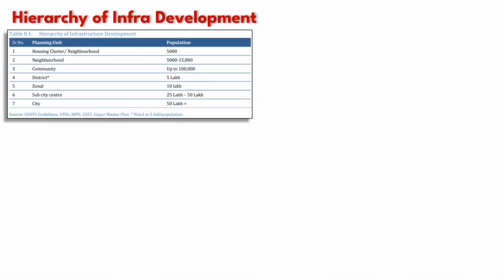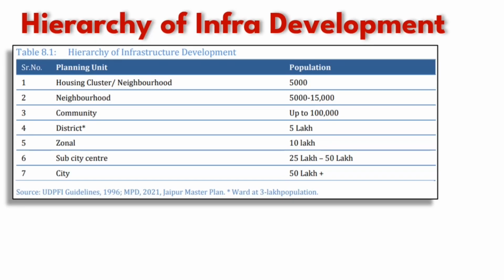Next is hierarchy of urban development. So the smallest unit of planning is housing or neighborhood level, which starts from at least 5,000 population and goes up to city level of population 50 lakh plus. And according to this hierarchy, additional infrastructure is required based on the population.